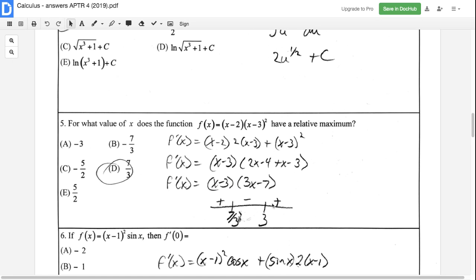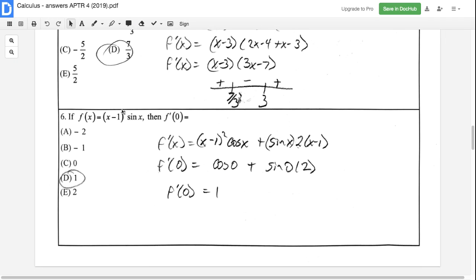Put that in a sign line. Remember, you plug into the derivative for your sign lines. So if I plug in, I'm going to get a positive, negative, positive. We want a relative maximum, so that means we've got to change from positive to negative, which happens at 7/3.